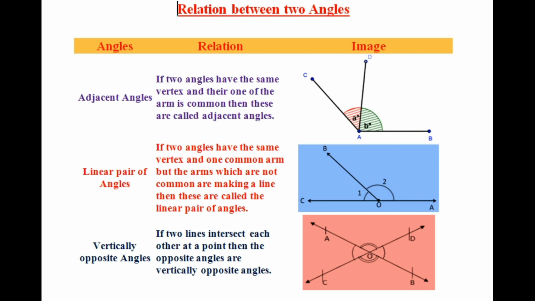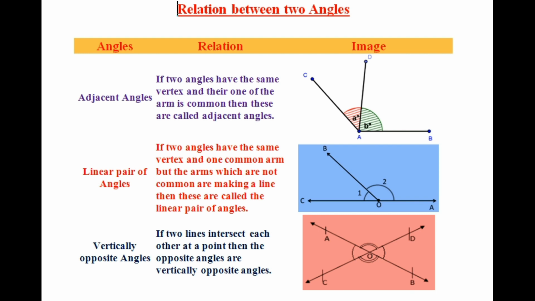Next you come to linear pair of angles. What is linear pair of angles? You see the diagram. One line is straight. That is, the two non-common arms are straight. Clear?